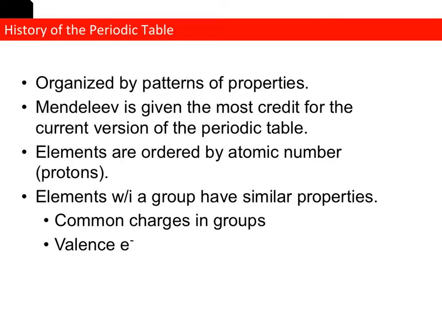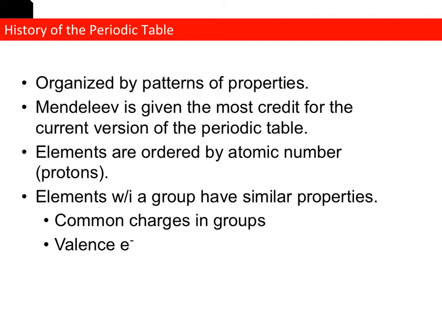The periodic table is organized, as I mentioned on the last slide, by patterns of properties. Elements in the same column of the periodic table have similar bonding characteristics and also similar characteristics of chemical and physical properties. The person who's credited with organizing the periodic table as it is today is a Russian teacher by the name of Dmitry Mendeleev.